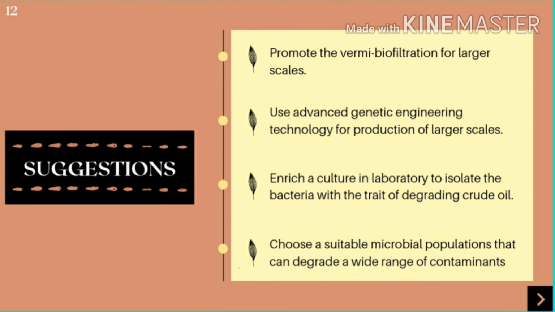For the suggestions, there are 4 that I would like to suggest for the microbes. First, promote vermibiofiltration for larger scales. Second, use advanced genetic engineering technology for production on larger scales. Next, enrich a culture in the laboratory to isolate the bacteria with the trait of degrading crude oil. Lastly, choose suitable microbial populations that can degrade a wide range of contaminants.